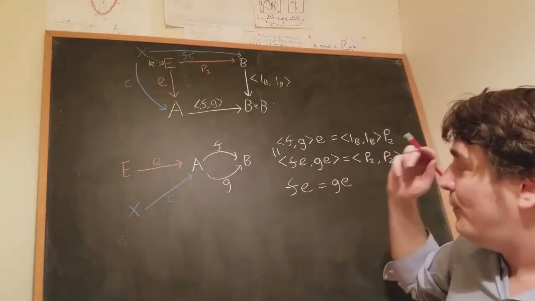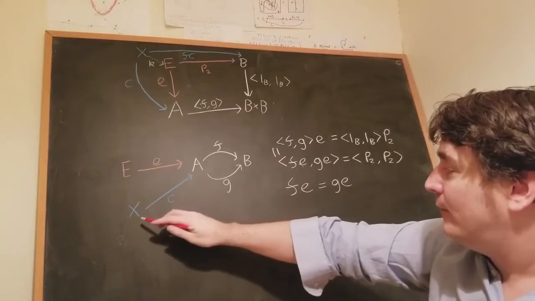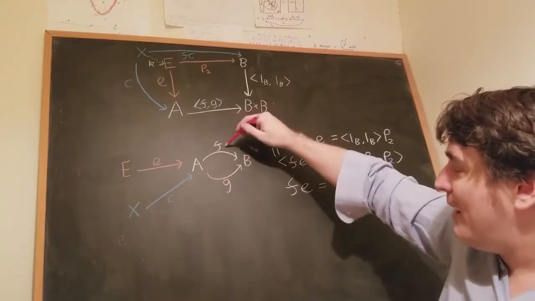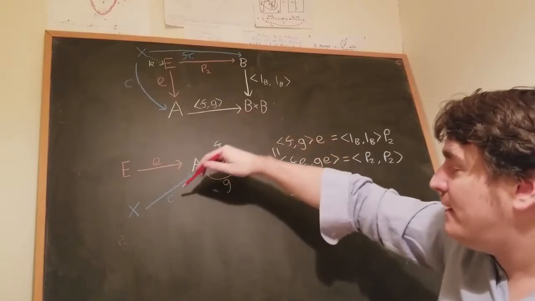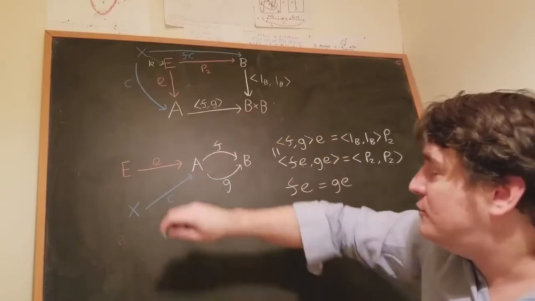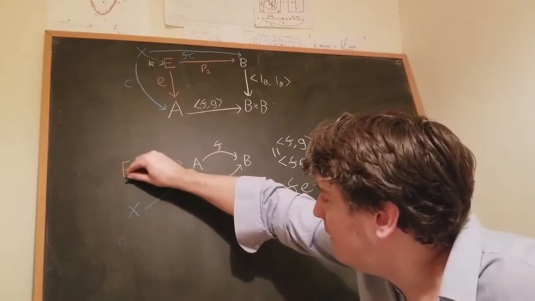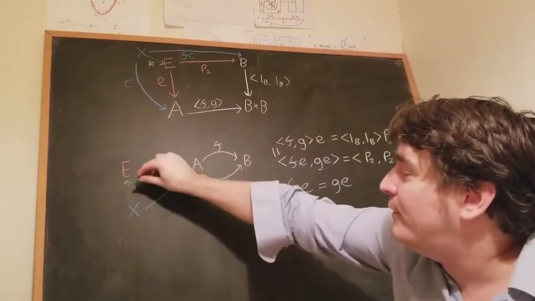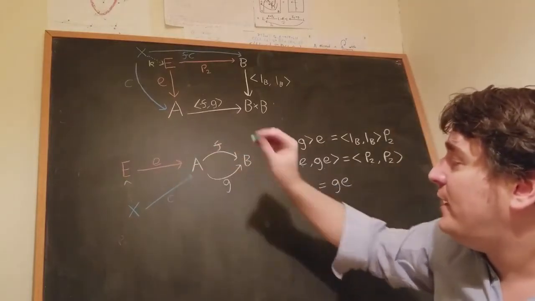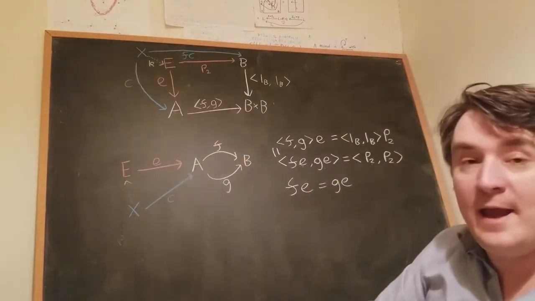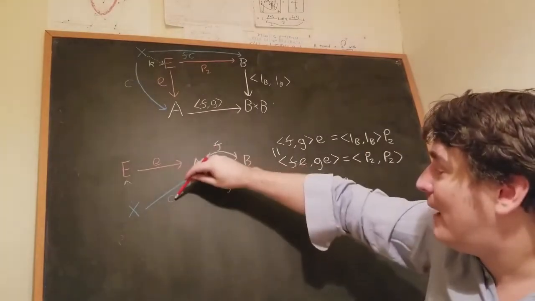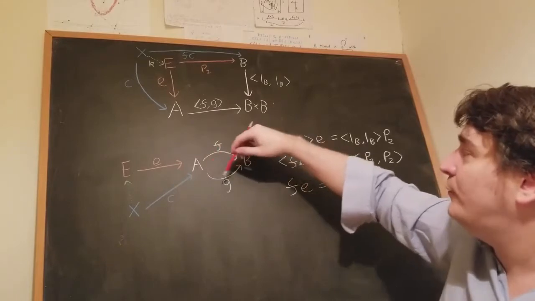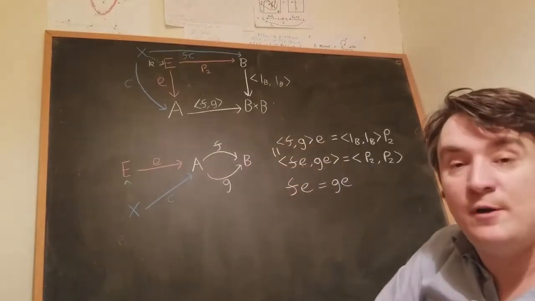So suppose we have some other arrow C from X to A, which is such that F after C equals G after C. Well, we want to then show that there exists a unique intermediary arrow, that if we do E after the intermediary arrow, we get C. So, okay, let's now suppose that we have this arrow C from X to A, such that F after C equals G after C. So what do we do now?